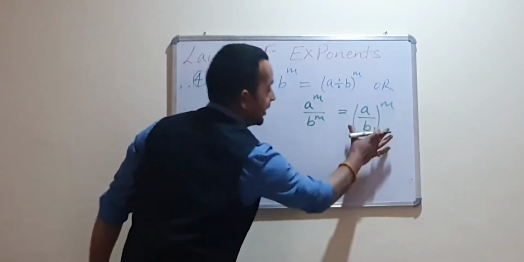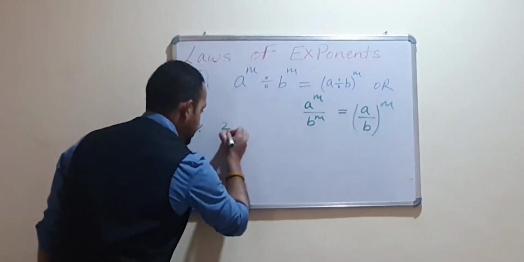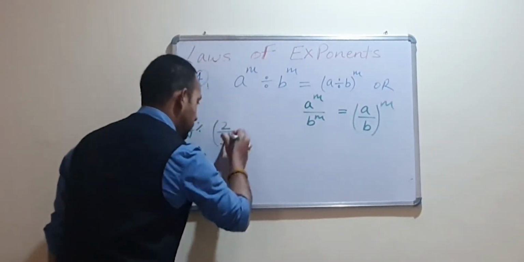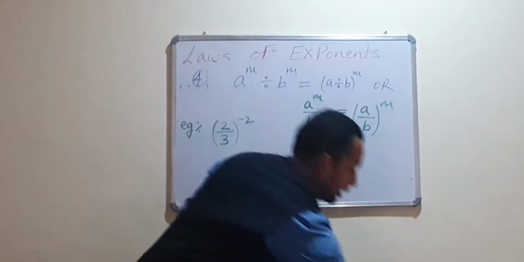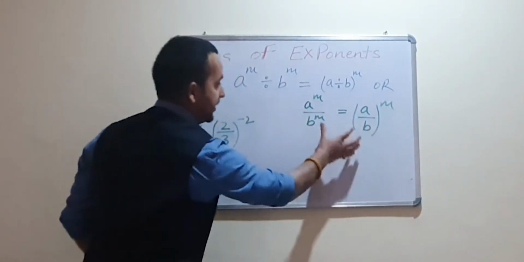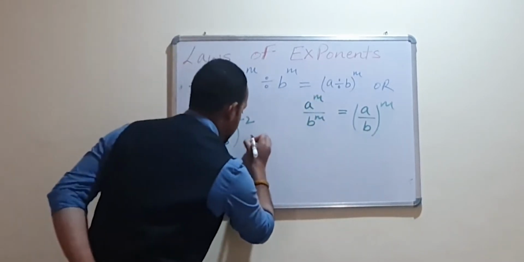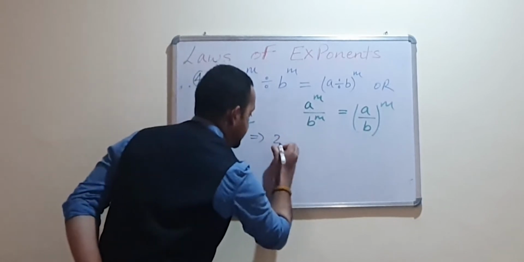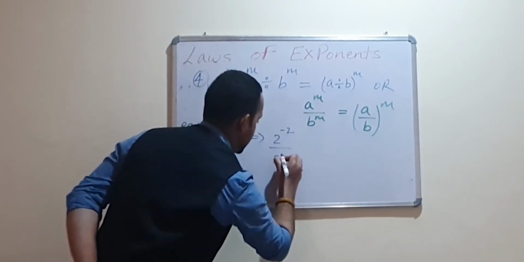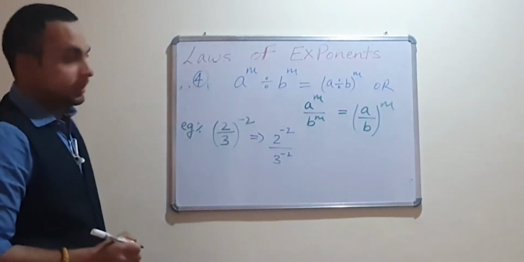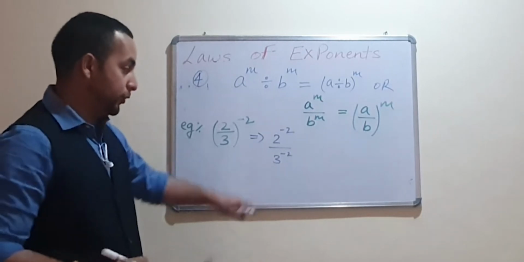If I take an example in this form, suppose I took the number 2 upon 3 whole raised to the power minus 2. Now we are going to express this in this form: 2 raised to the power minus 2 and 3 raised to the power minus 2. Now this is a negative exponent. This is also a negative exponent.